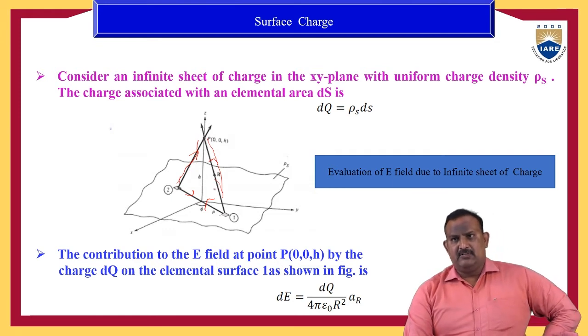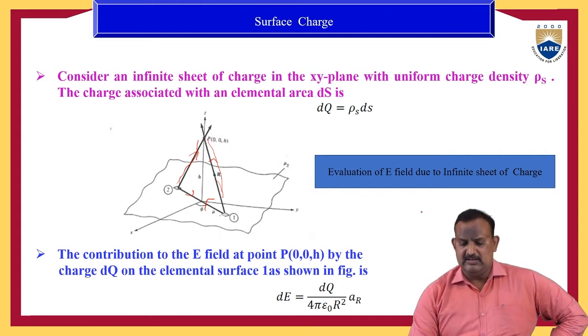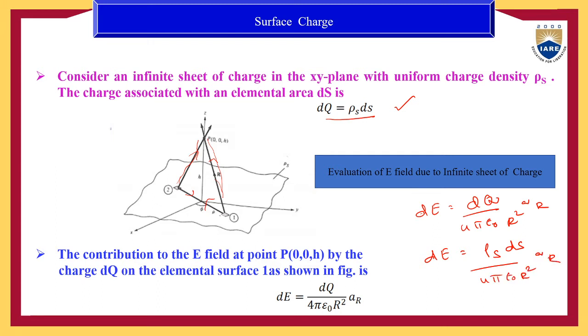Now we need to find the electric field intensity at point P. We already know the formula: the differential electric field dE is equal to dq by 4 pi epsilon naught r square into AR. We have already defined dq as rho s into ds for surface charge. Therefore, substituting for dq, dE is equal to rho s into ds by 4 pi epsilon naught r square into AR.